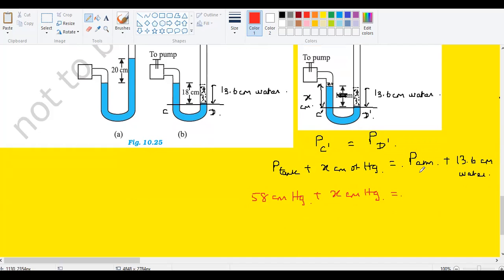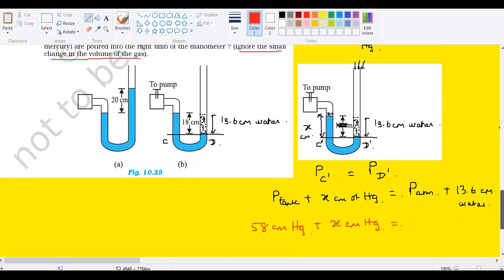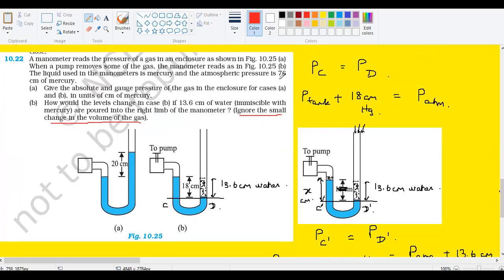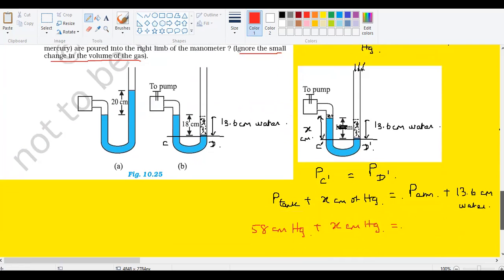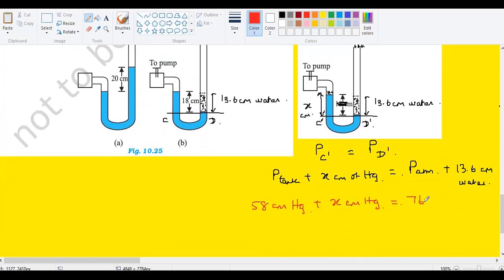Pressure at atmosphere in terms of mercury, anybody? Atmospheric pressure in terms of mercury column. Nobody is answering. Read the question. Atmospheric pressure is 76 centimeter of mercury. Plus, this is where the confusion is. Here I am having it in mercury, here also in mercury column, this is also mercury column. But this is in water column. So now what can I do?